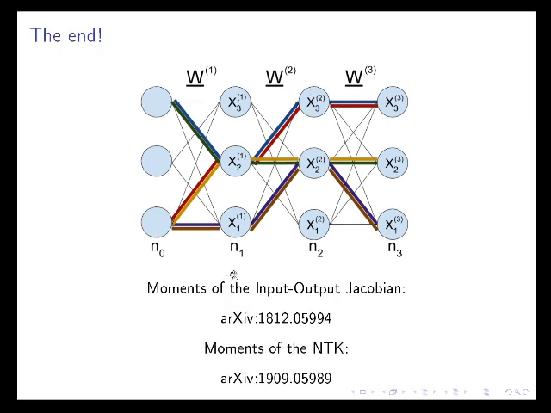And I think I'll stop there. Maybe I'll give you the 2 arXiv links. We used this once for the input-output Jacobian in this paper, and then we also used it for something called the neural tangent kernel in a more recent paper. So thanks very much. I'll stop there.